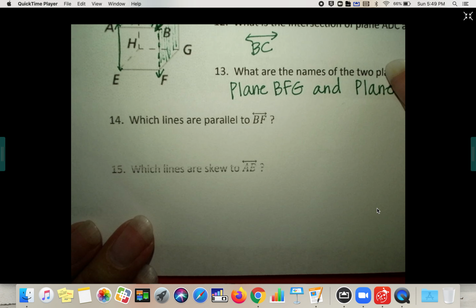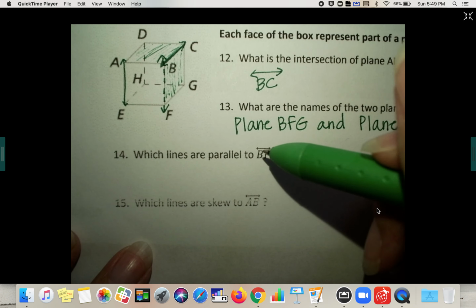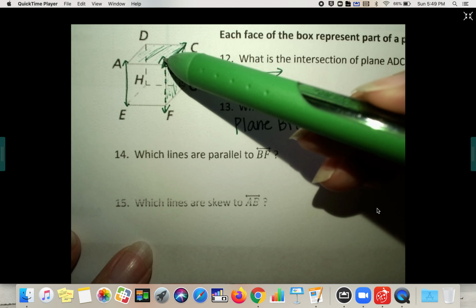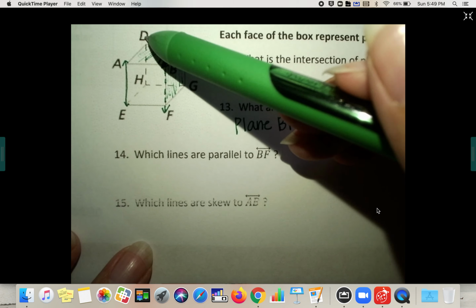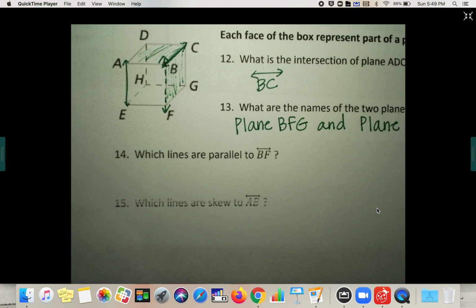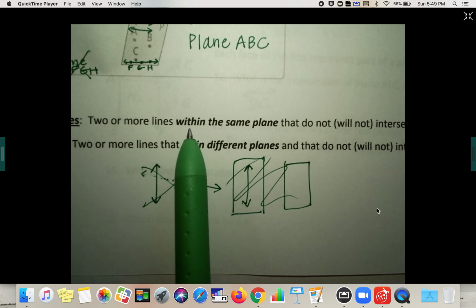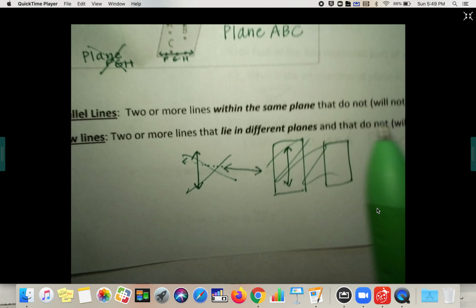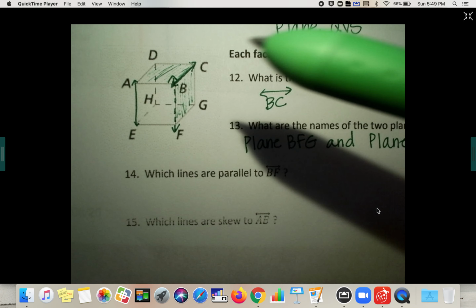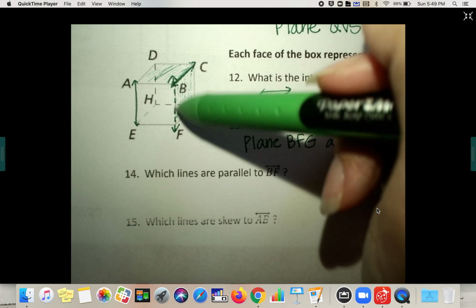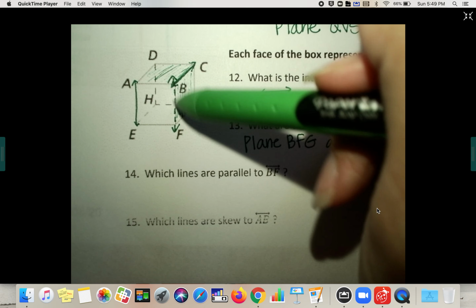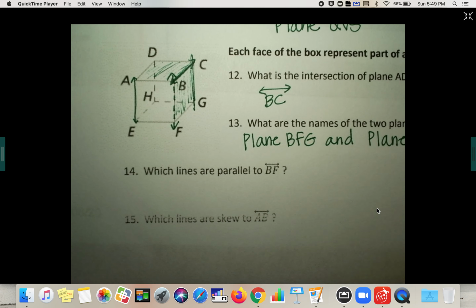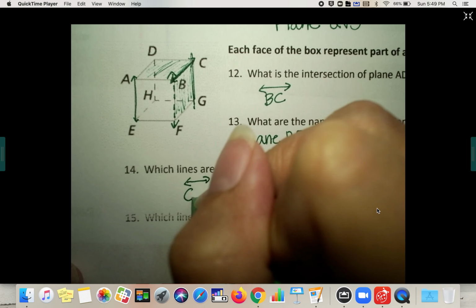Last 2 questions are about parallel and skew. So which lines are parallel to line BF? So let's look at line BF. Parallel means they're going in the same direction. They will never intersect. However, I think part of our definition, actually, let's go double check. To be parallel, they actually need to be within the same plane. So let's find 2 parallel lines that are within the same plane as line BF. So the only 2 that are parallel to line BF are this one, if you're talking about it being on this plane, so CG, line CG.